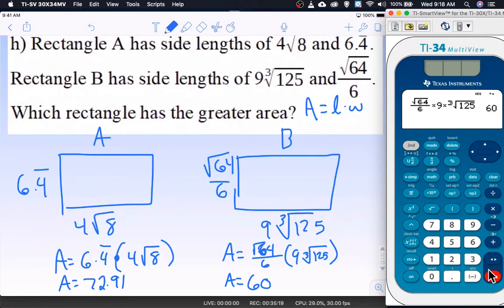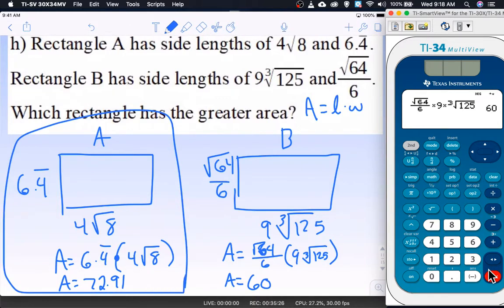Which rectangle has the greater area? Well, it's rectangle A. And that was really just being able to type ugly things in the calculator. That's part of this skill as well. I know a lot of the lessons, or there was that one lesson on no calculator, but you should also be fluent with the calculator, being able to type ugly expressions in your calculator and get them correct.